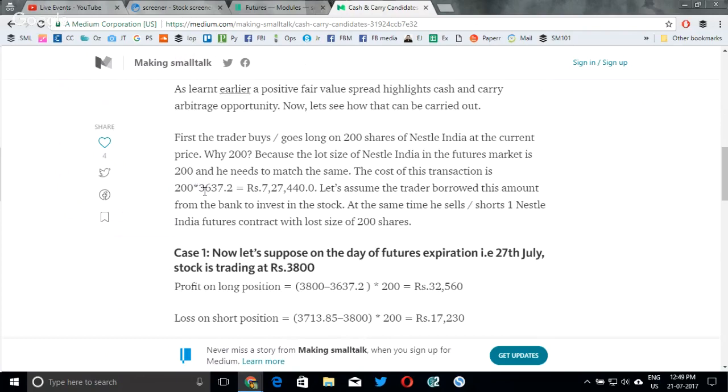So for example, that day's closing price of Nestle was 3637.2, and if you wanted to buy 200 shares, it would have cost you somewhere around 7,27,440 rupees. Now let's assume the trader borrowed this amount from the bank to invest in the stock, and at the same time he is going short on one Nestle India's future contract.